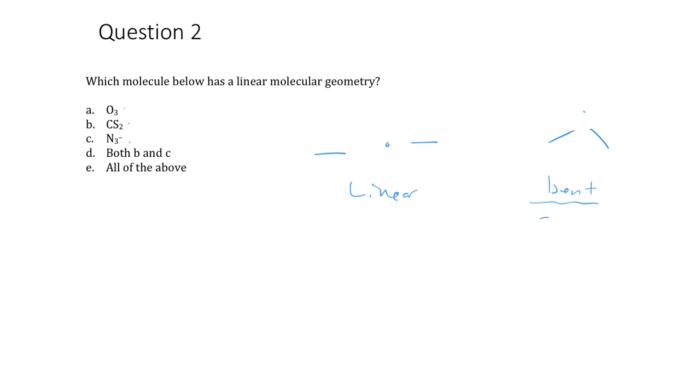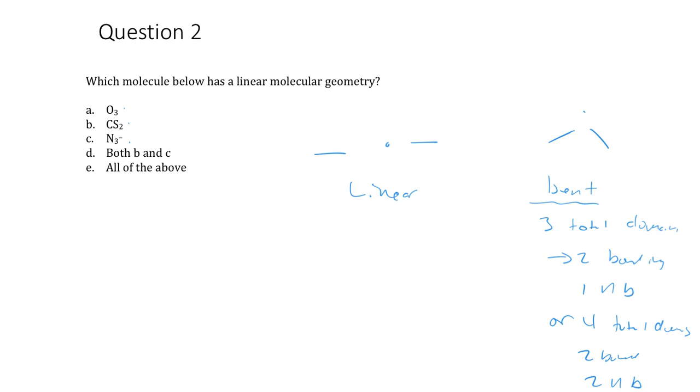You can have a bent bond if there's 3 total domains, two of them are bonding. So if you have 1 non-bonding domain and 2 bonding domains, you'd have a bent structure, or you can have 4 total domains with 2 of them bonding and then 2 of them non-bonding. And so that's how we can get bent.